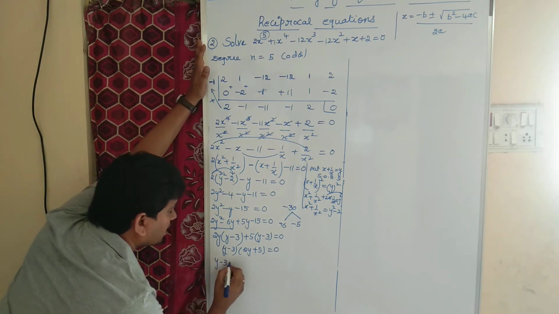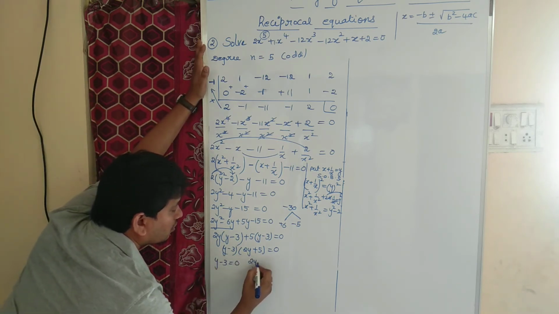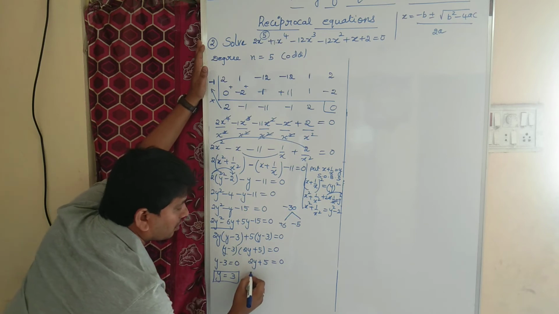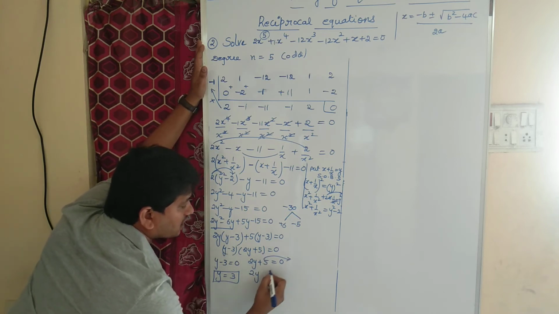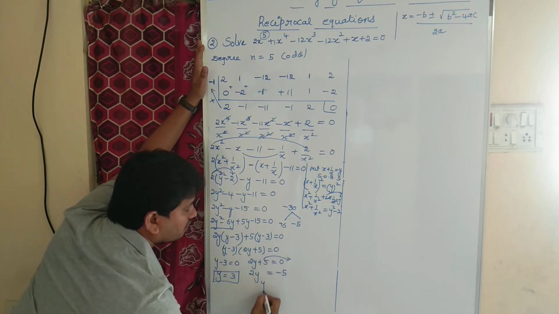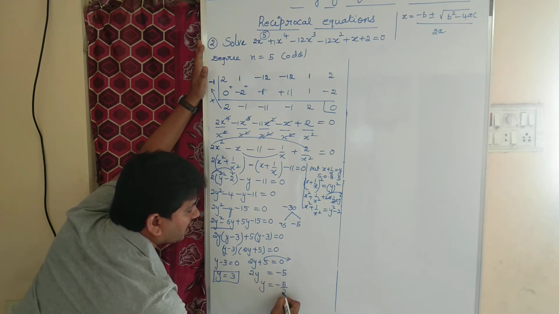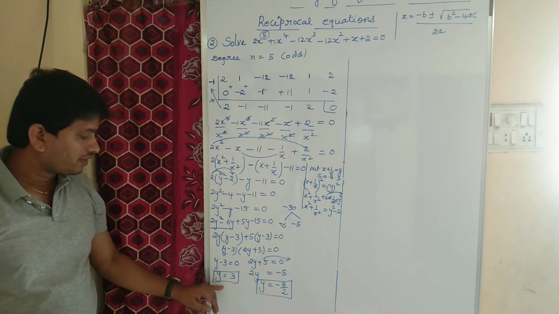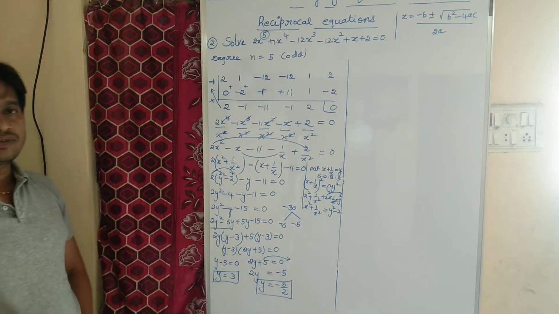So y minus 3 equal to 0, 2y plus 5 equal to 0. Minus 3 if you transpose, you will get plus 3. Plus 5 if you transpose, minus 5. So y equal to minus 5 divided by 2. As we got two values, y equal to 3 and y equal to minus 5 by 2.